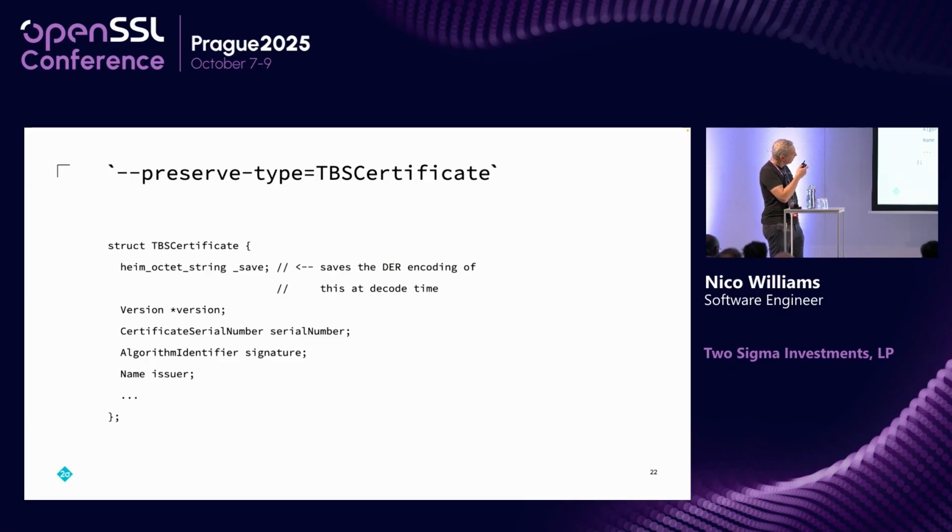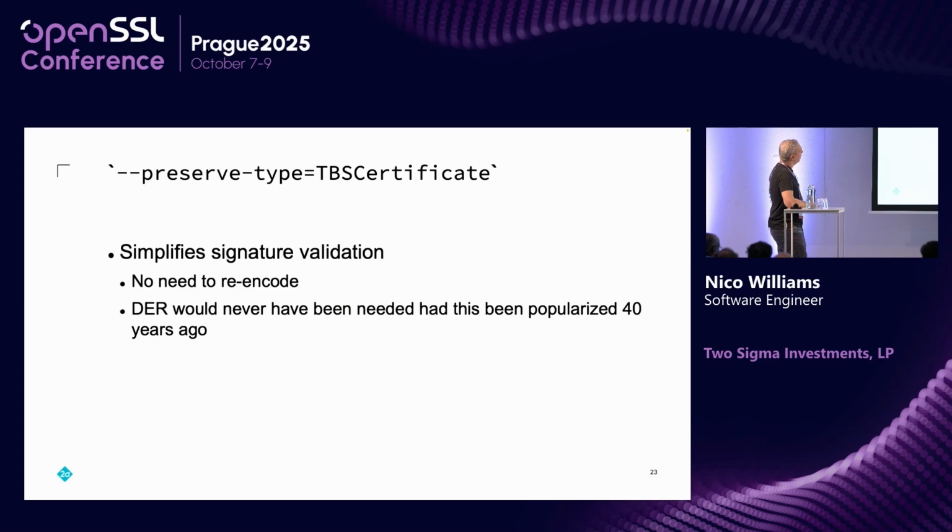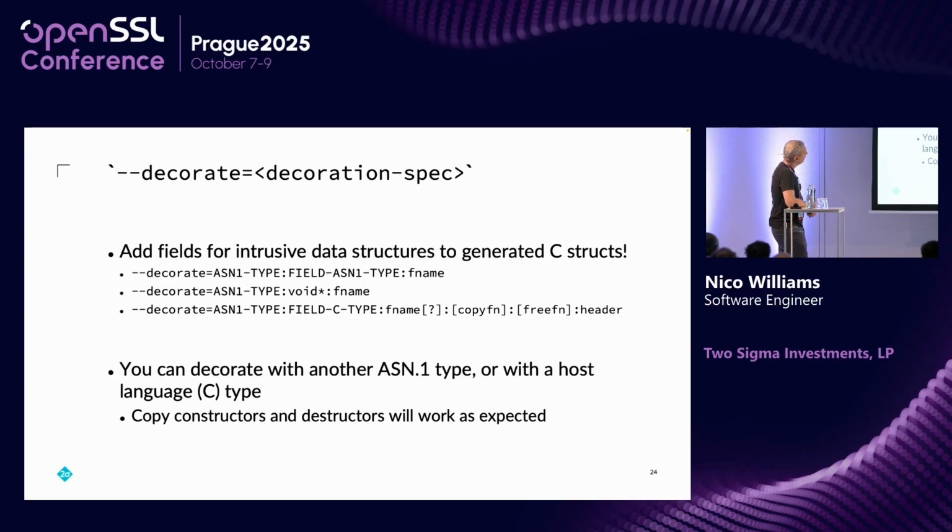This is the command line option that says, hey, I'm going to want TBS certificate to be preserved in its original encoding so I can validate signatures without having to re-encode. And that field is the field that will have that in TBS certificate. Right, so I already explained why you would need this. One thing I wanted to point out is DER would never have been needed if this had existed on day 0 of ASN.1.